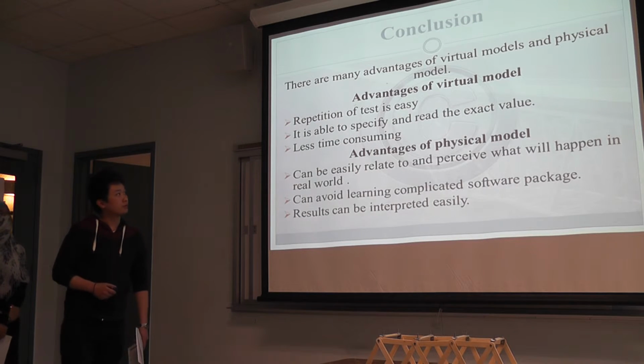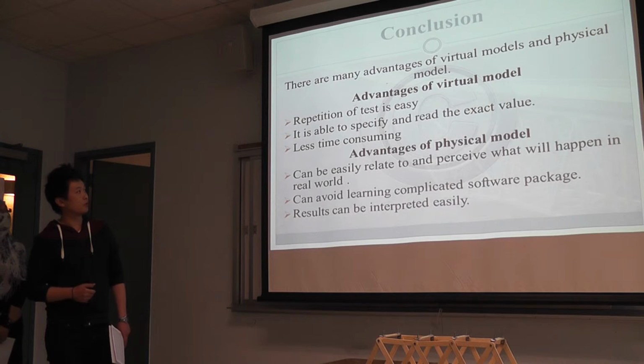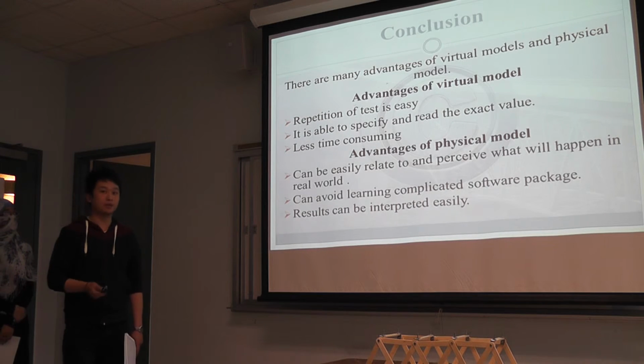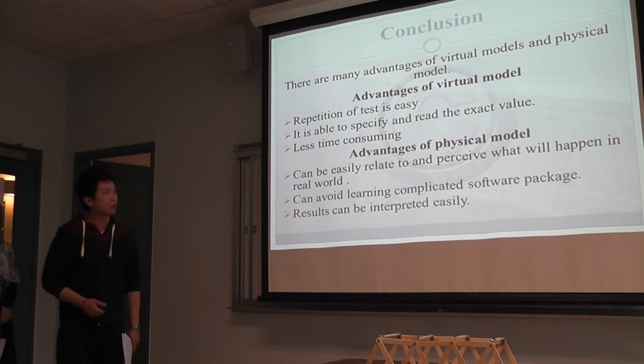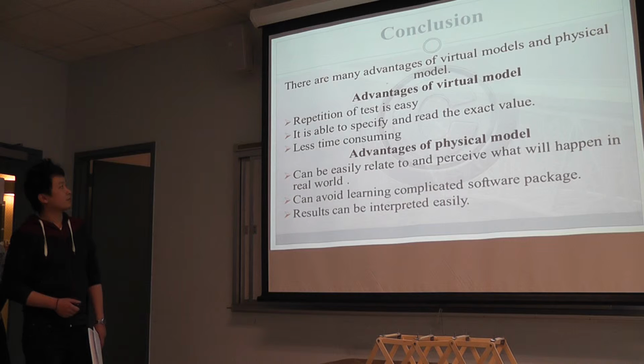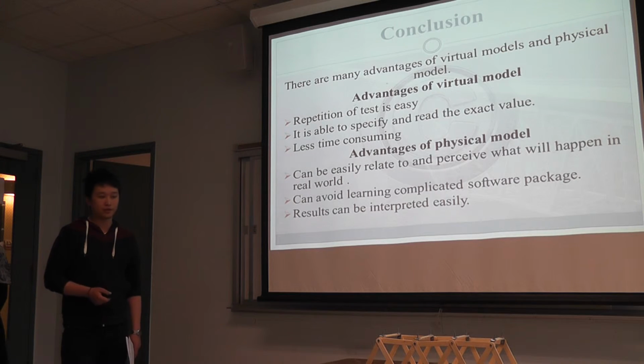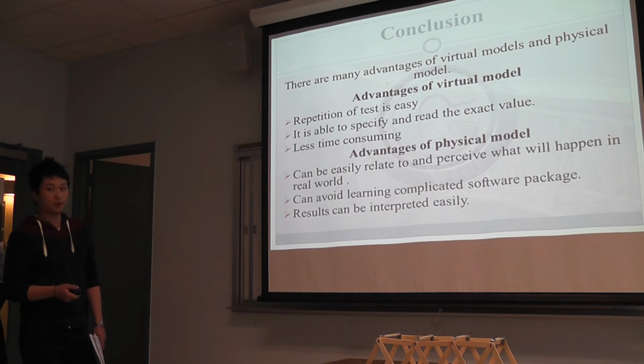For the conclusion, I will focus on the advantages of the virtual models and the physical model. The advantage of virtual models is that repetition of tests is easy, because you can repeat the test as many times as you want, and you won't produce actual cost. The second is being able to specify and read exact values. Moreover, based on the different conditions we have, we can simply change the force applied on the bridge members, and maybe change the whole structure of the bridge. The next one is least time consuming. It takes only about 15 to 20 minutes to build up the virtual models.